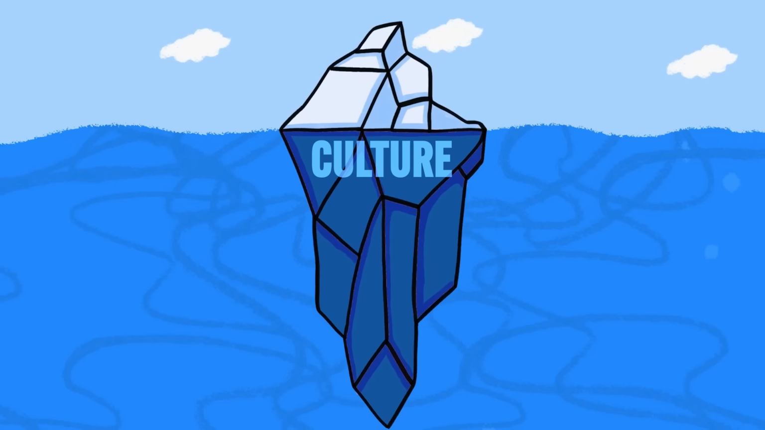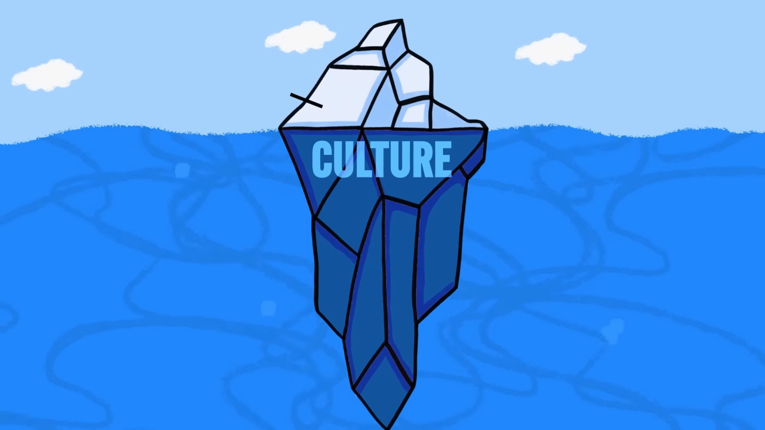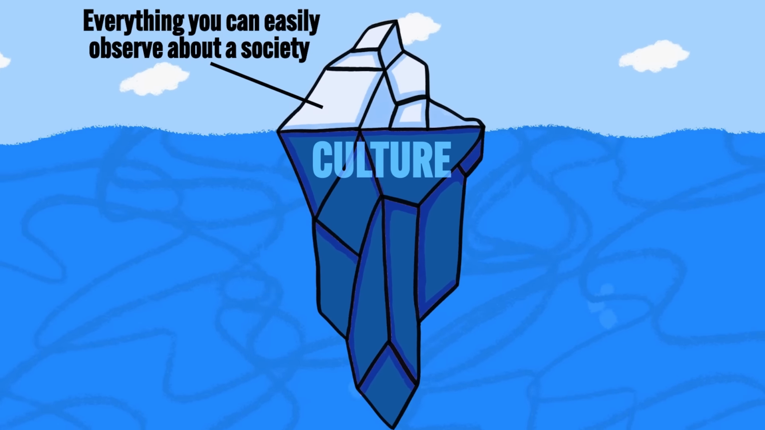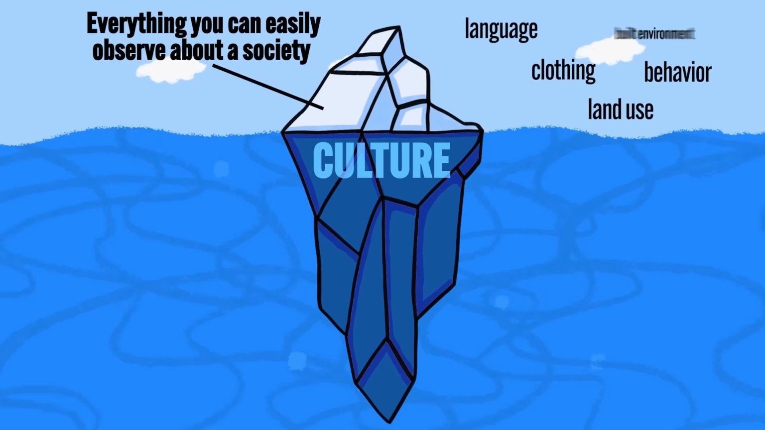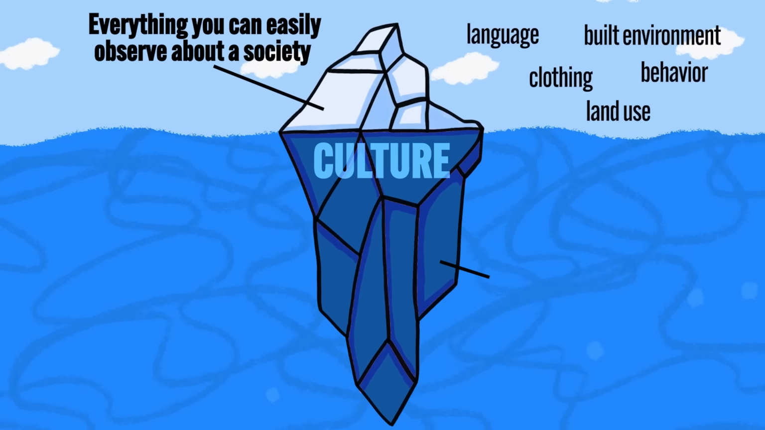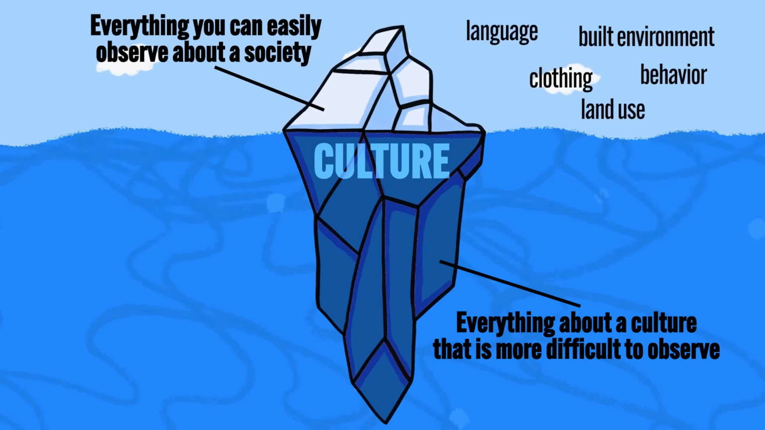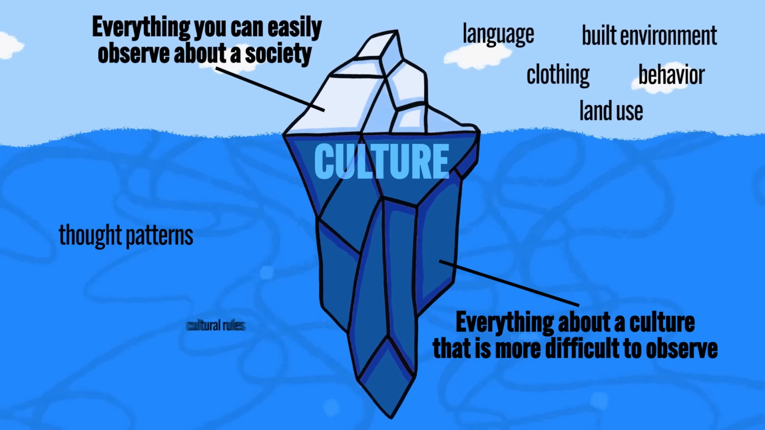So think of culture kind of like an iceberg. Above the water, the cultural iceberg includes everything you can easily observe about a society. You know, their language, their clothing, their behavior, the way they use their land, their built environment, etc. But then below the water is everything about a culture that is more difficult to observe, like a group's thought patterns and their cultural rules.